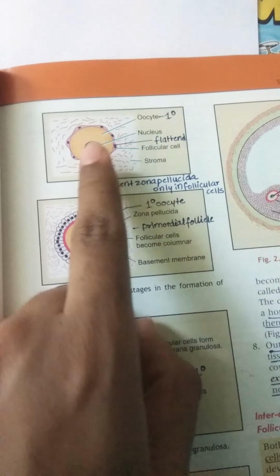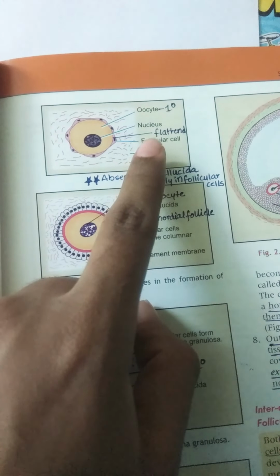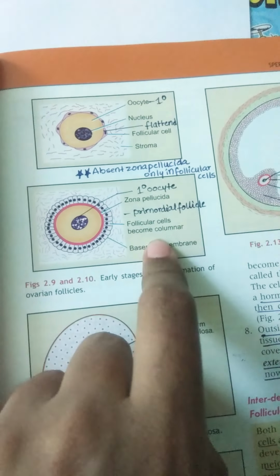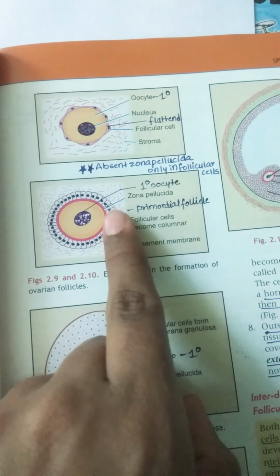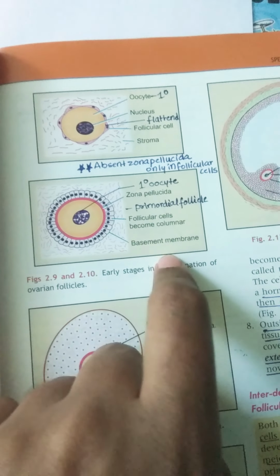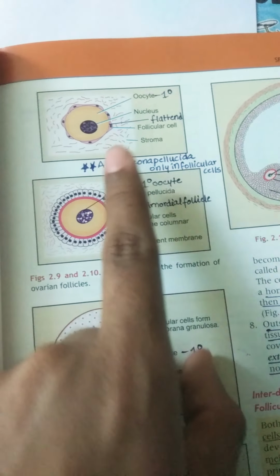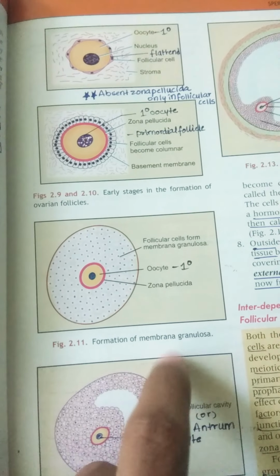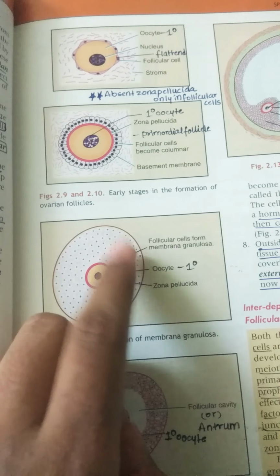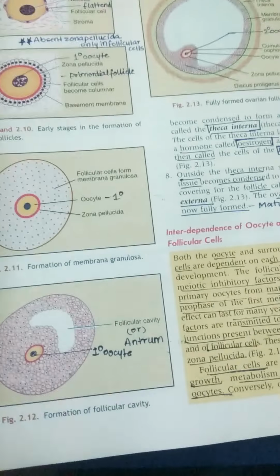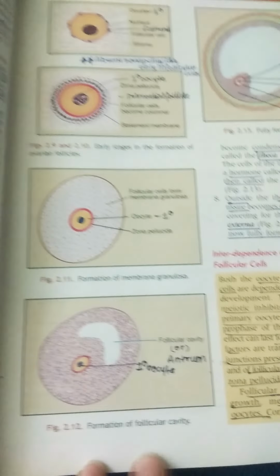So you can check out this is the oocyte, primary oocyte, nucleus, flattened follicular cells, stroma. This is the zona pellucida, primary oocyte, primordial follicle; follicular cells become columnar, basement membrane. Zona pellucida is absent, only follicular cells. Okay, early stage in formation of the ovarian follicle. So the formation of membrana granulosa: follicular cells form membrana granulosa, primary oocyte, zona pellucida. This we'll see in detail in our menstrual cycle and female fertilization.